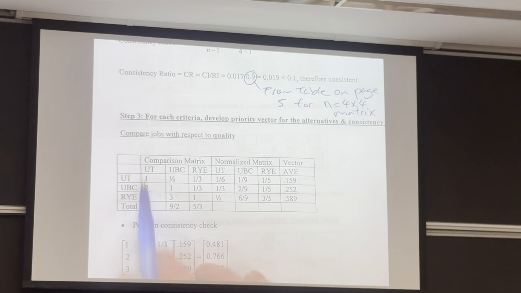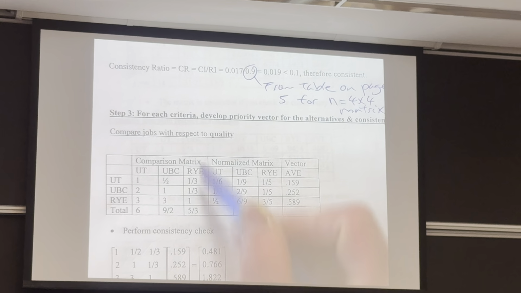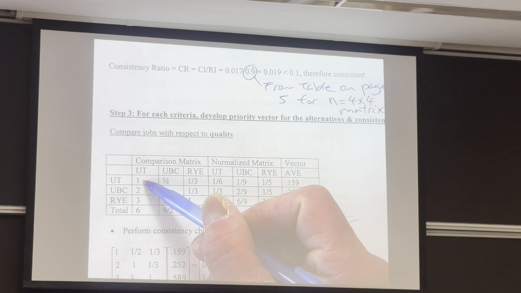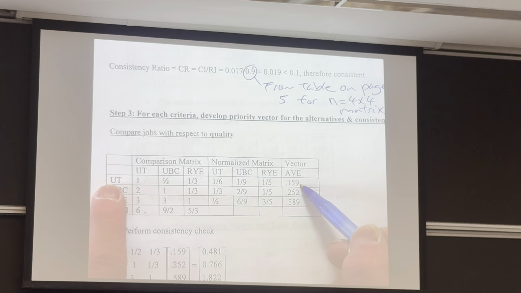Again, we total the columns. And again, we normalize it by taking each value and dividing by the total. Right? And then we take the average. So that becomes our ratings for U of T in terms of quality, for UBC in terms of quality, and for Ryerson in terms of quality.